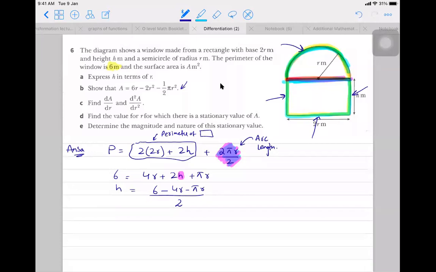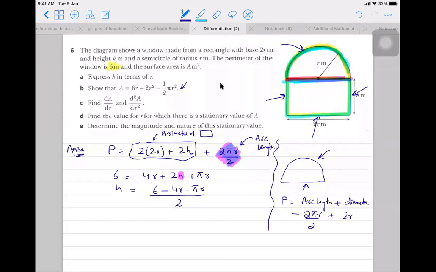No, 2 pi r upon 2 is not the perimeter of the semicircle. Okay, please clear this concept. If I give you a semicircle and ask you to find the perimeter of a semicircle, the perimeter will be equal to the arc length plus the diameter. So arc length is 2 pi r upon 2, plus the diameter is 2r. Now over here I'm not adding 2r. I'm only accounting for the arc length. Do you understand the difference now? Yes, thank you. Okay.